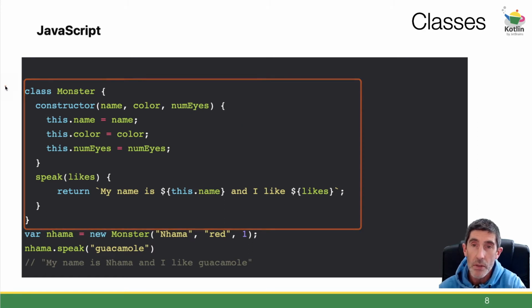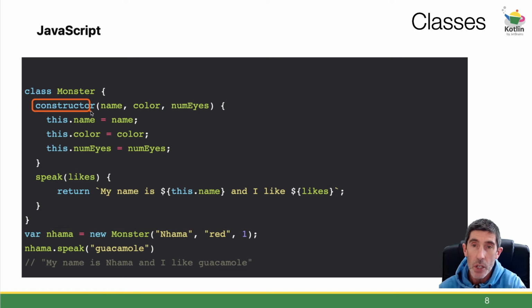We have to explicitly name the constructor. We're passing in 3 parameters here, using our this reference to populate the name, color, and numSize properties of the class. And if we have a speak there, we can just return in particular a string. Here we are, some string interpolation going on there.